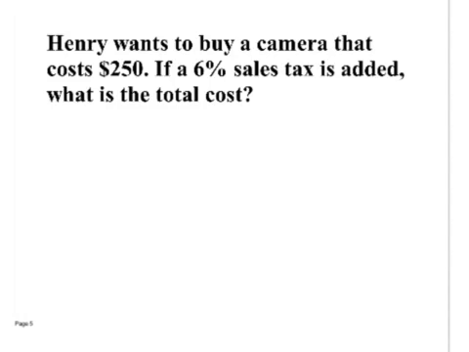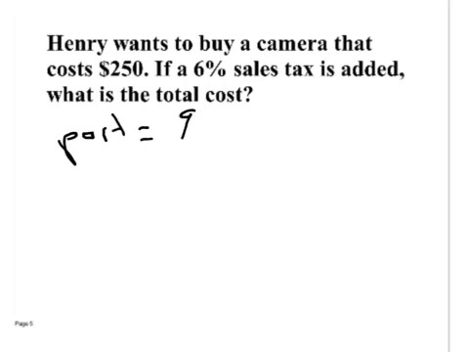Write this down. Henry wants to buy a camera that costs $250. If a 6% sales tax is added, what is the total cost? Well, it's just like if you were to go down to the snack pack and buy a pop that's $1. They're going to charge you 8% sales tax. So the first thing they do is find the part. They take the whole times the percentage. They get 80 cents. Then they add that to the total cost. They add that to the whole. So first thing we got to do is find the part.